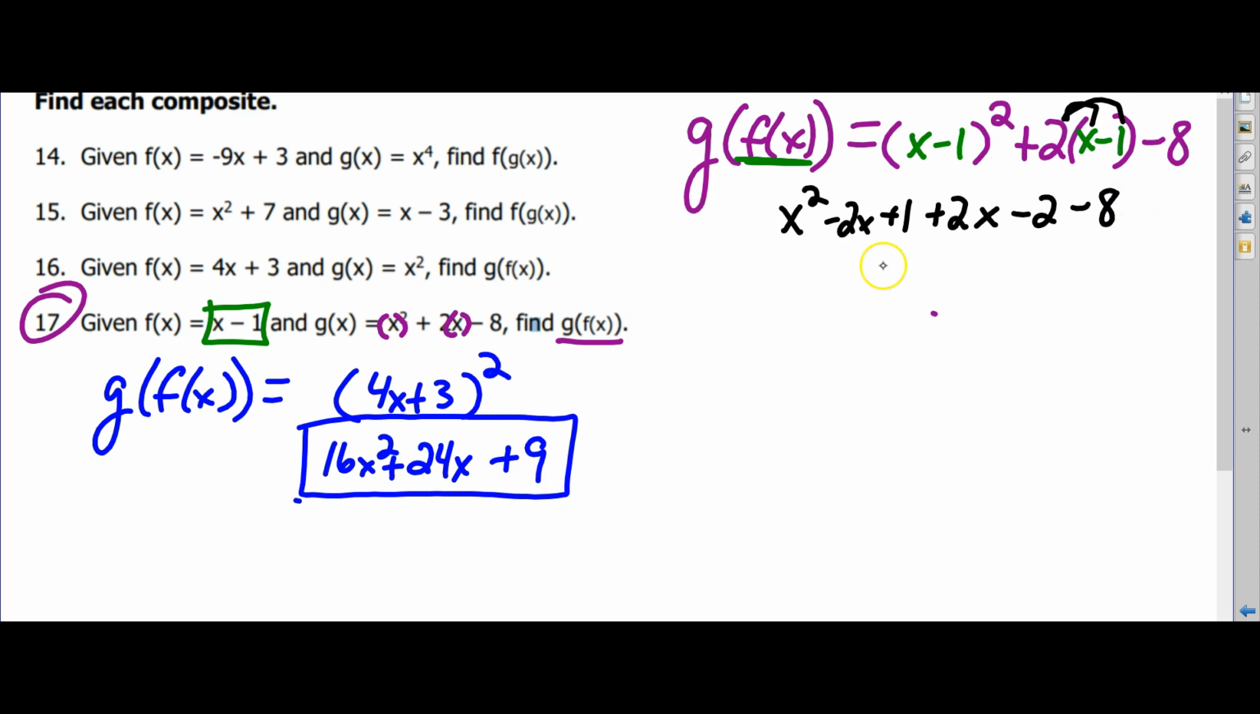And from here, it's just combining like terms. So I don't have any other x squareds. Negative 2x and 2x, they cancel. 1 minus 2 is negative 1. Negative 1 minus 8 is negative 9. So that's where we're going to finish that one.